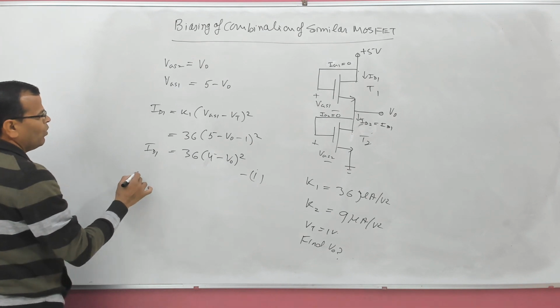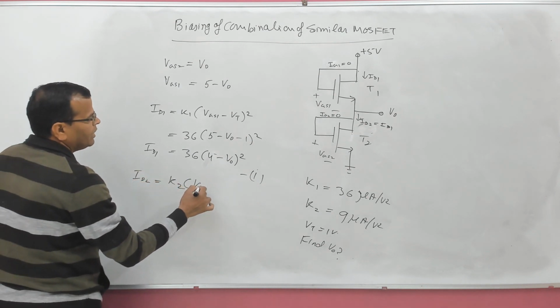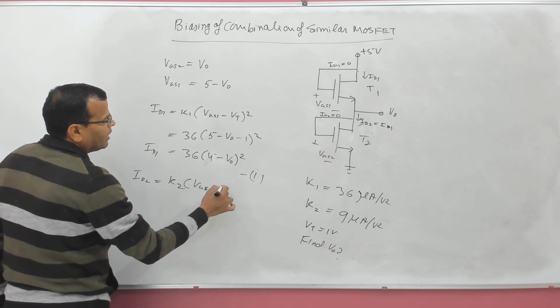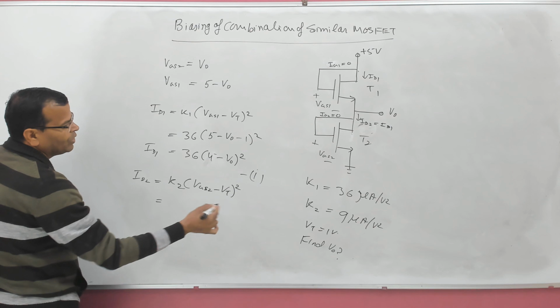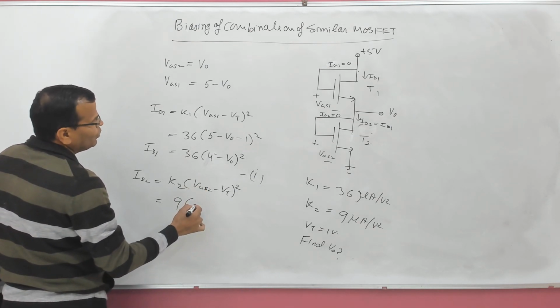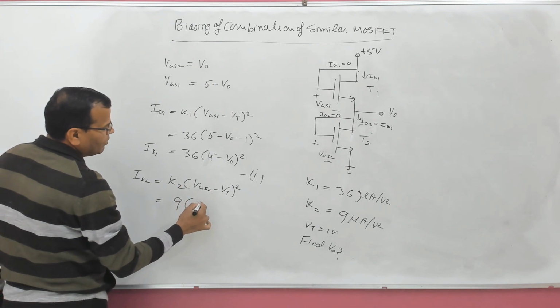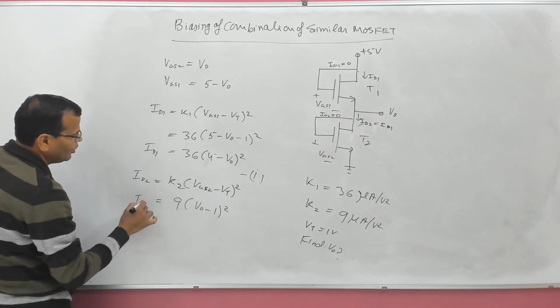Now, what is ID2? ID2 is K2 into (VGS2 minus VT) whole square. So, this K2 is how much? That is 9 microampere per volt square. VGS2 is V naught. VT is what? 1. (V naught minus 1) whole square. So, that is ID2.